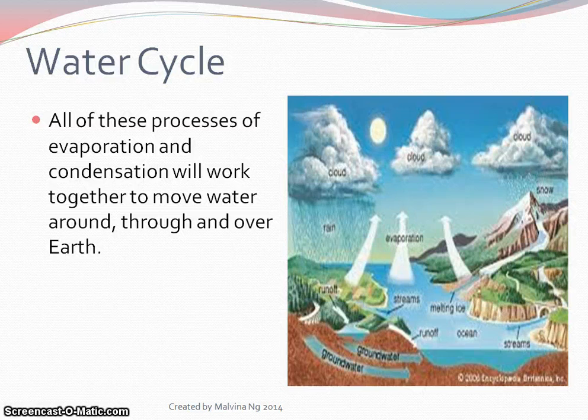All these processes of evaporation and condensation work together to move water around, through and over the Earth. The constant cycle of the water cycle will then ensure us a supply of clean, drinkable water.